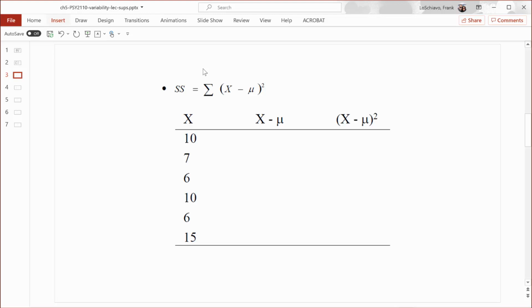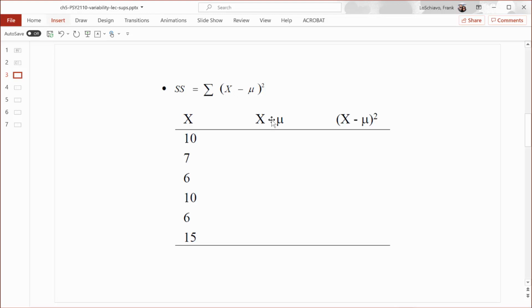The first thing we need to ask ourselves is sum up what? What are we being asked to sum up? This formula is saying don't sum up anything until you've taken every single score and subtracted the mean, and then once you found that deviation score, you've squared it. So once I have a column of squared deviation scores, then I should sum it up. So in my mind, I put together a plan. I know I'm going to need to compute the mean. Then I'm going to want to subtract the mean from every single score.